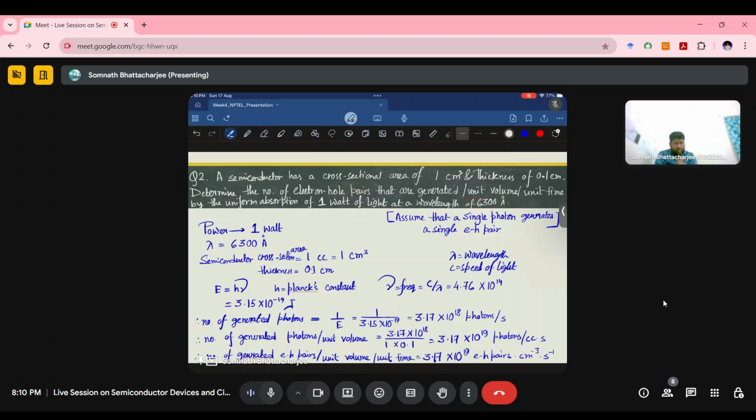Maybe you can understand this from hc by lambda as well. Just try to calculate the units as well. From that you can also get this value. Okay, sir. Yeah.